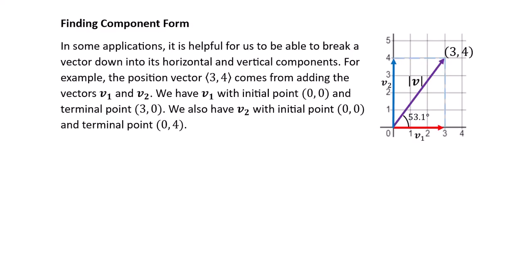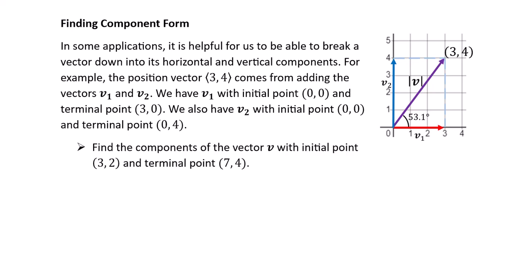Finding component form. In some applications, it's helpful for us to be able to break a vector down into its horizontal and vertical components. For example, the position vector ⟨3, 4⟩ comes from adding the vectors v1, shown in red here, and v2, shown in blue. We have v1 with initial point (0, 0) and terminal point (3, 0). We also have vector v2 with initial point (0, 0) and terminal point (0, 4).